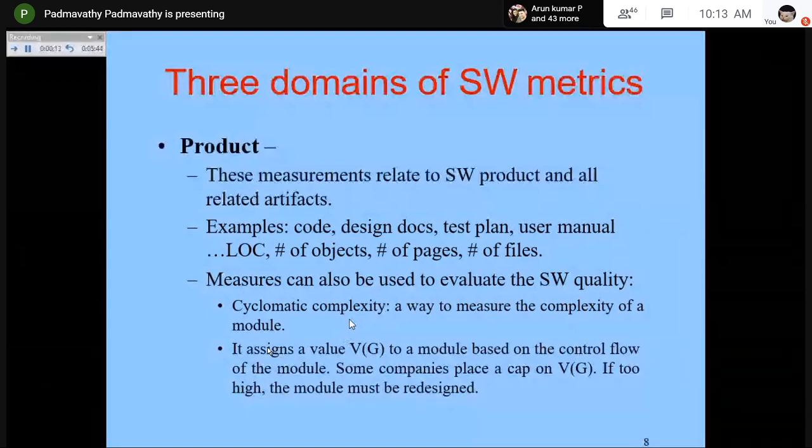The product measurements relate to the software product and all related artifacts of the software. When it comes to the software product, what are the things that you will be measuring? It is the code, the program code, the design documents, the testing plan. As I already told you, while testing, things are not done randomly. The test plan is documented, like what should be given as input and what output should come for this input.